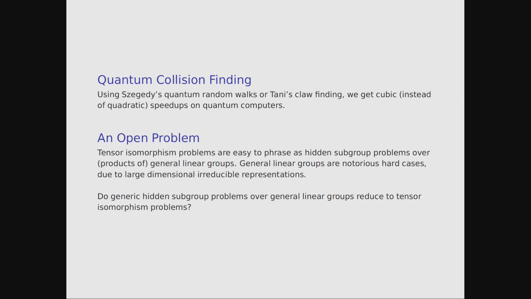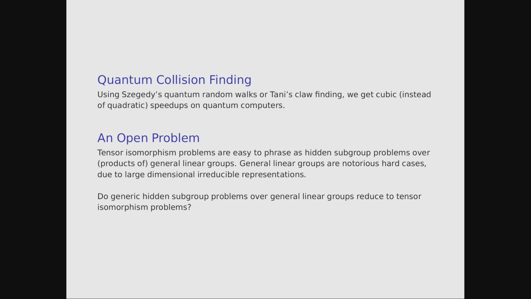But I would like to end with an open problem, which is that if I look at the tensor isomorphism problem, it's fairly trivial to phrase it as a hidden subgroup problem over general linear groups. And these are notoriously hard to solve on quantum computers, because the best known methods, which are extensions of Shor's algorithm using representation theory, you can do it statistically, but when you actually try to do it computationally, general linear groups have lots of irreducible representations, which are of high dimension. So this is one of the hardest hidden subgroup problems, and harder than the symmetric group, even before Babai's algorithms.